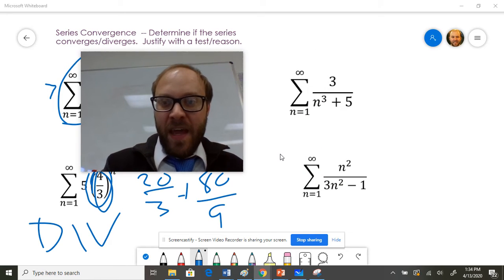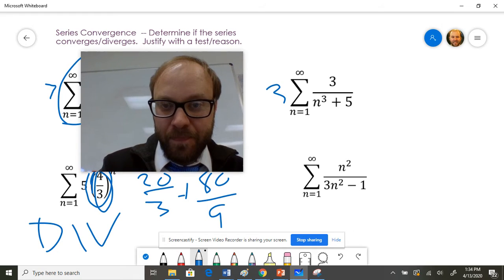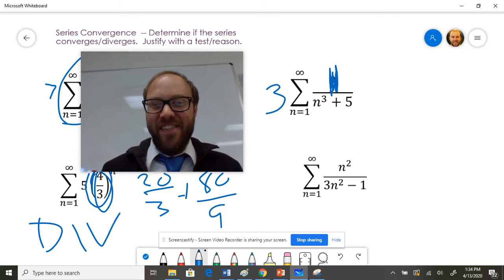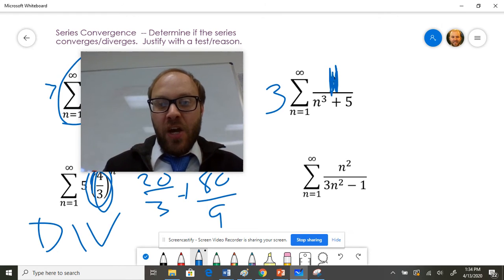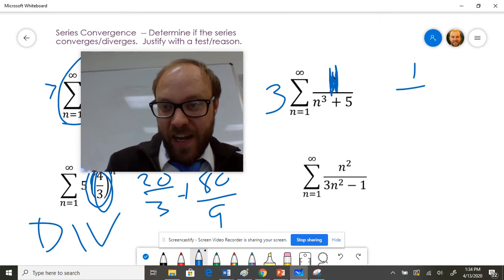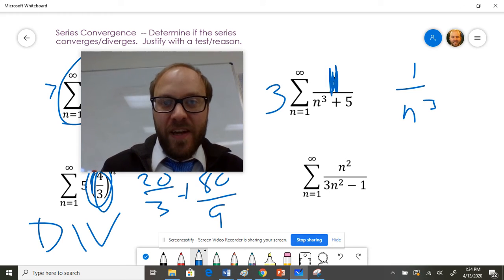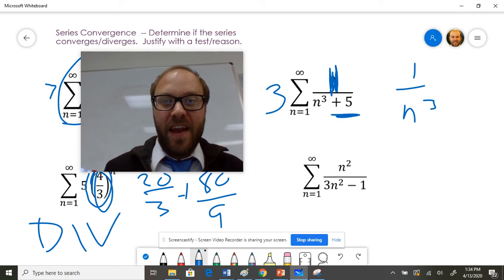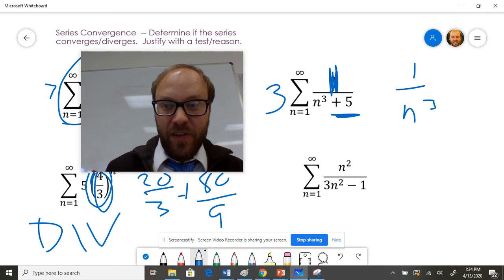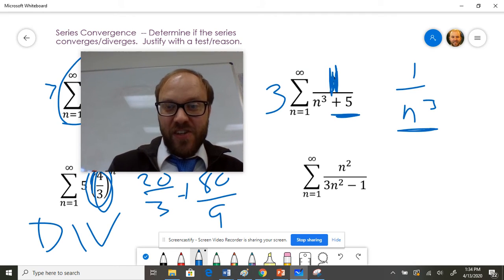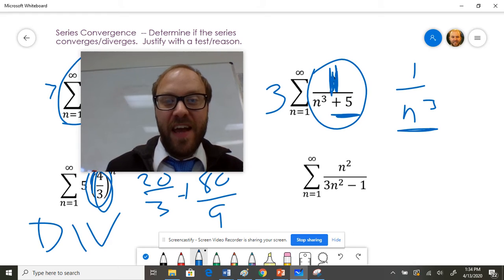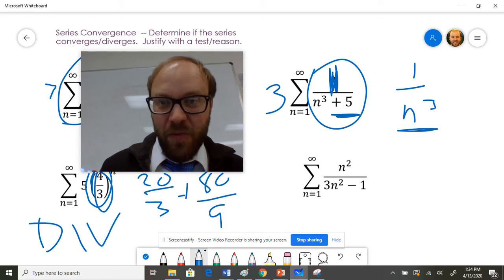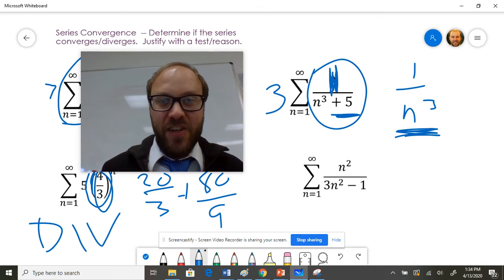All right, this next one here, if you want to, you can factor out 3 and make that 1. It's 1 over n cubed plus 5, okay? You could compare that to 1 over n cubed. Okay, 1 over n cubed is a convergent p series because we've added 5 to the denominator. We've got a fraction with denominators that are a little bit bigger than the denominators of 1 over n cubed, which means the terms of this 1 over n cubed plus 5 series are all going to be less than or equal to the terms of this 1 over n cubed series.